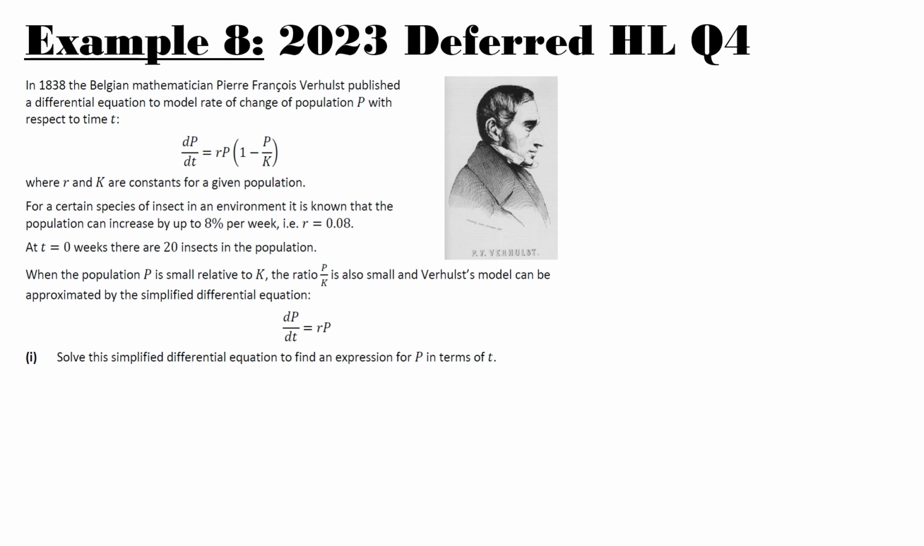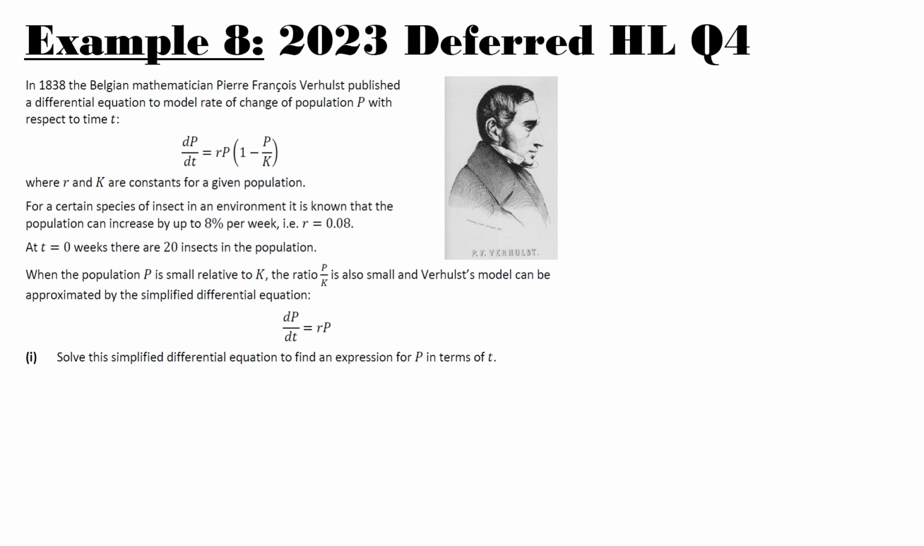At t equals 0, there are 20 insects in the population. And it also tells us when the population P is small relative to k, the ratio P over k is also small, and the model can be approximated by the simplified differential equation dP/dt is equal to rP. So they want us to solve the simplified differential equation.